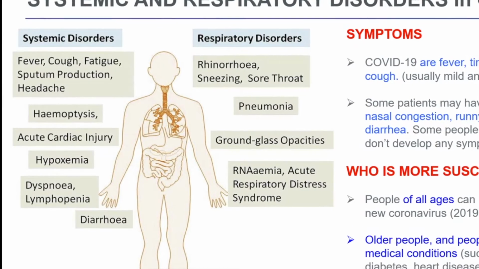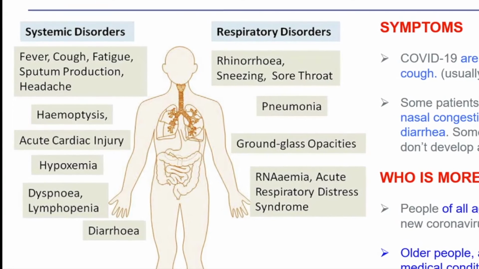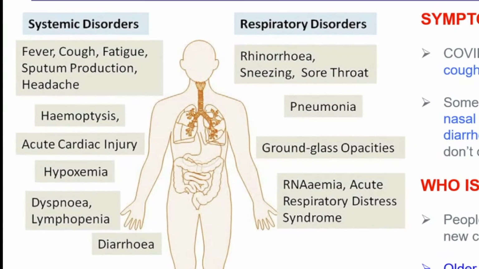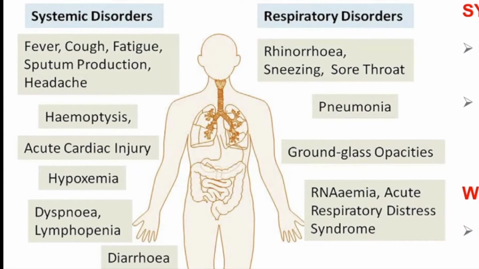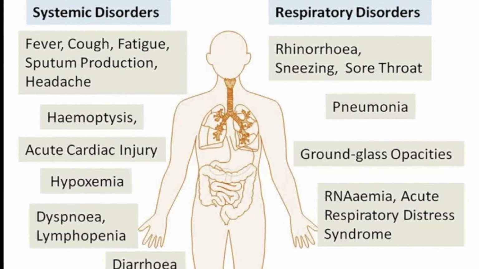Now, who is more susceptible? Generally, it's the older people and the people with pre-existing comorbidities like diabetes or hypertension. But it affects people of all ages. So people of all ages can be infected by COVID or the coronavirus.